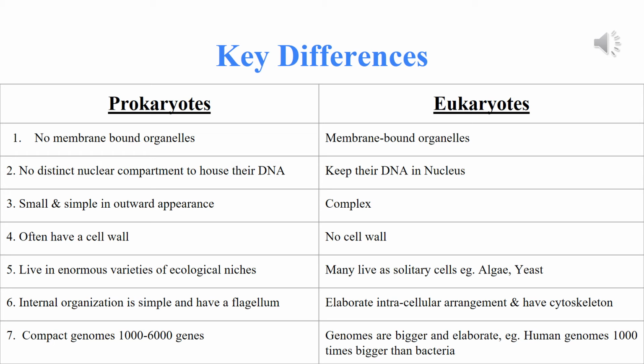In contrast, eukaryotes have a true nucleus to house their DNA and multiple membrane-bound organelles. Their organization is fairly complex. They may live as solitary cells such as algae, yeast, photosynthesizers such as unicellular algae, and hunters such as protozoa. They have elaborate cellular arrangement and have a cytoskeleton. Their genome size is usually bigger. The human genome has 1000 times more genes.